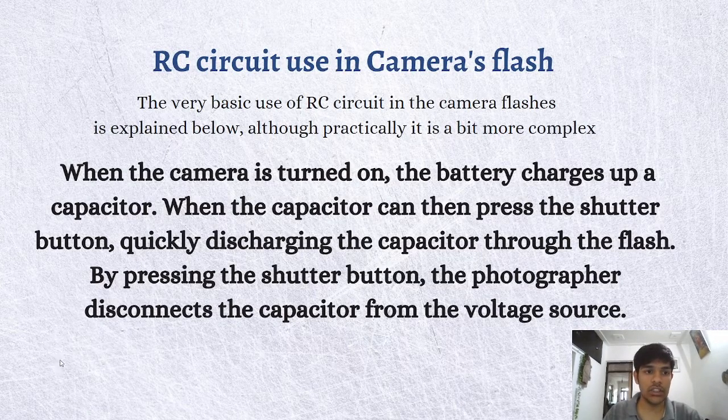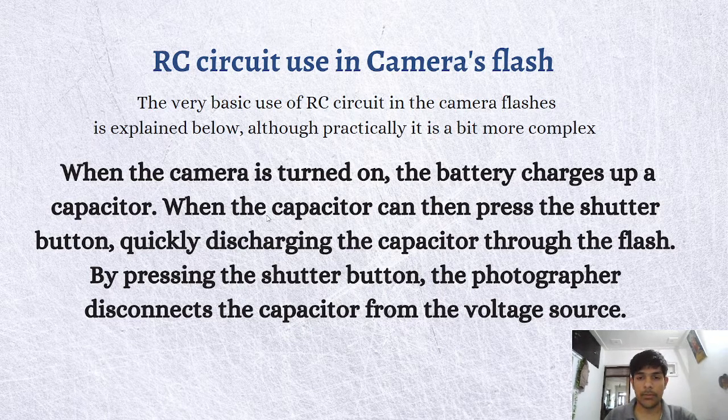So as I have mentioned, when the camera is turned on, the battery charges up the capacitor, and the photographer can then press the shutter button, discharging the capacitor through the flash. By pressing the shutter button, the photographer disconnects the capacitor from the voltage source. I think there is some typo in this.